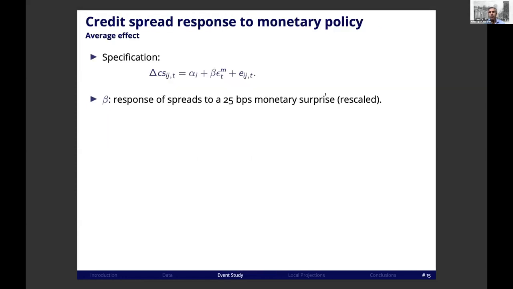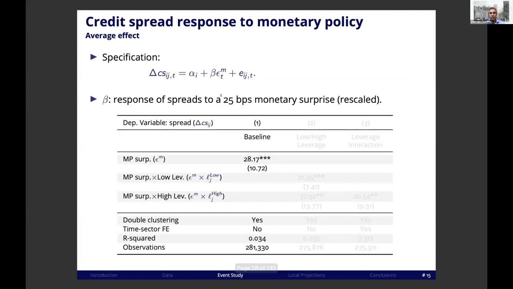Okay, so this is the simplest specification you can think of if you had our data set coded up in Stata. The specification simply regresses changes in credit spreads around the FOMC meetings on a bond level fixed effect and on the monetary policy shocks. So the coefficient beta here captures the response of spreads to monetary policy surprises, and we rescaled the surprises such that you can interpret beta as a response to a 25 basis points increase in the policy rate. This is what we find. The coefficient that is reported here is positive and statistically significant, and is quite large, economically meaningful.